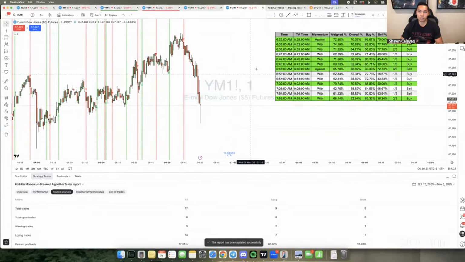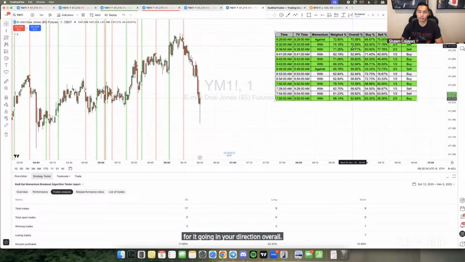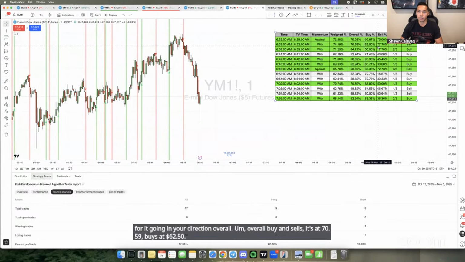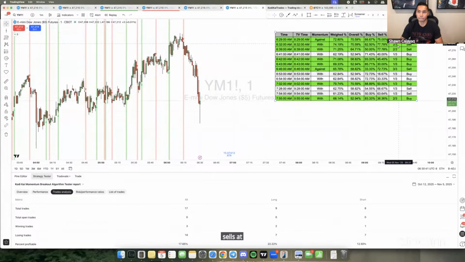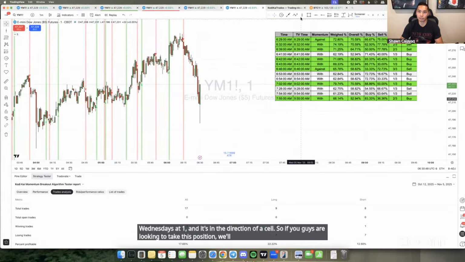But over here at the 632 time, it is going to be with momentum, has a weighted probability of 74.19. So that's a 24-point probability for it going in your direction overall. Overall buys and sells, it's at 70.59, buys at 62.50, sells at 77.78. History shows 2 out of the 3 recent Wednesdays have won, and it's in the direction of a sell. So if you guys are looking to take this position, we'll follow it. Again, it's at 632 right here.